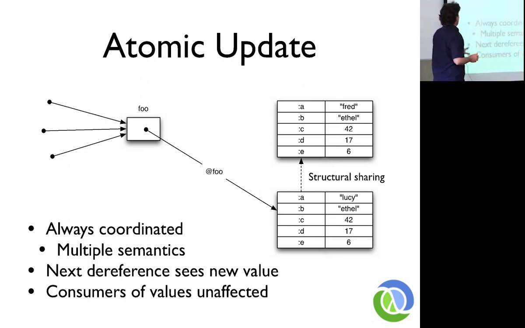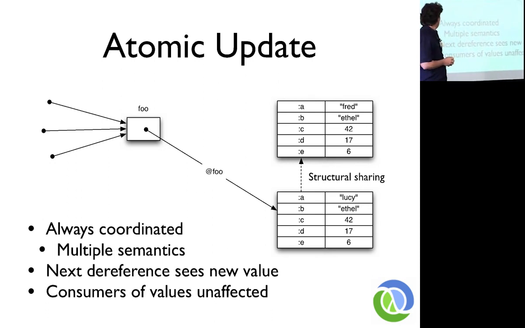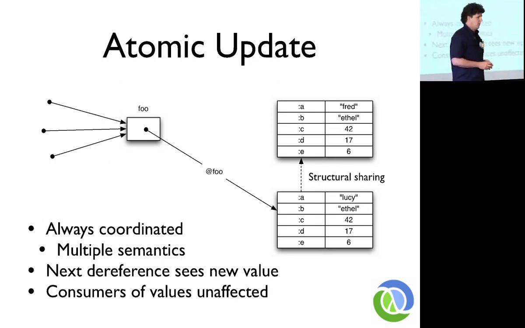The trick is this swap, to say this now points to that. That's under the system's control. There are semantics for that in all cases. No munging about with no control. So it's always coordinated. There are 3 semantics. I may get to show you 2. The next dereference will see the new value. Any consumer of either value is unaffected by this edit.